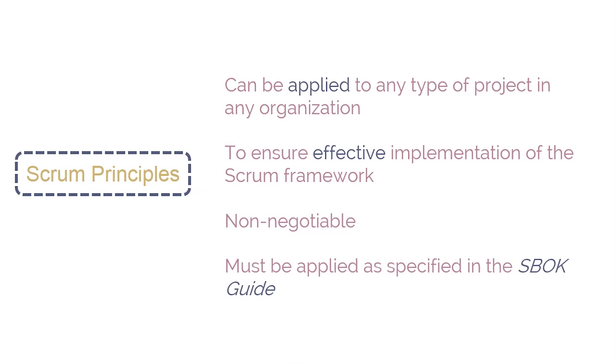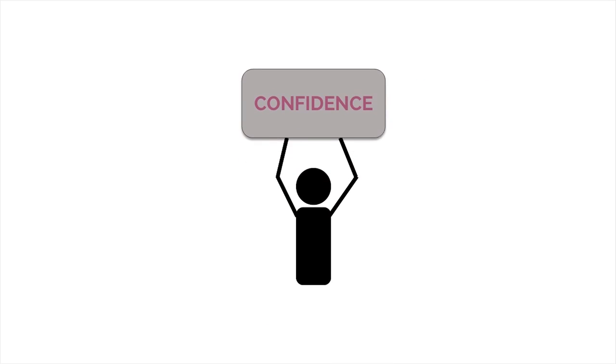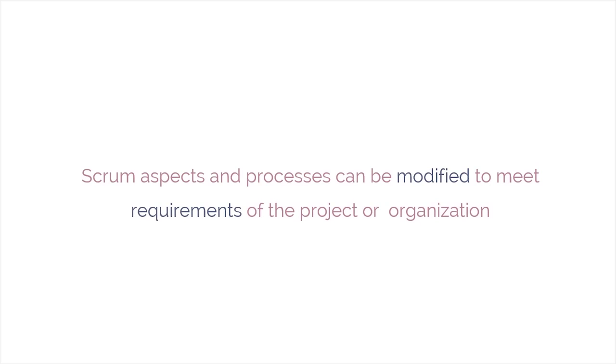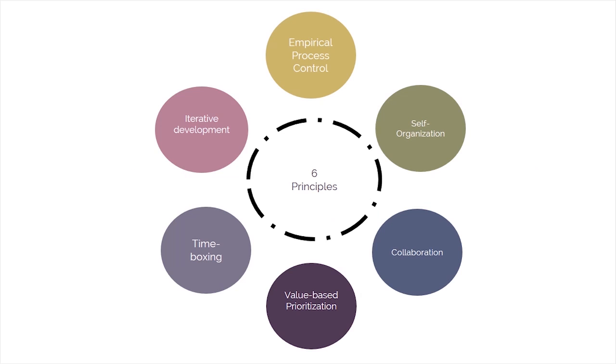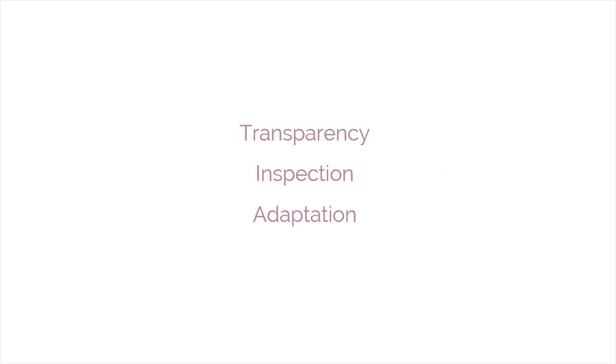Keeping the principles intact and using them appropriately instills confidence in the Scrum framework with regard to attaining the objectives of the project. On the other hand, the Scrum aspects and processes can be modified to meet the requirements of the project or the organization. Following is a detailed look at each principle, beginning with empirical process control. This principle emphasizes the core philosophy of Scrum, based on the 3 main ideas of transparency, inspection, and adaptation.